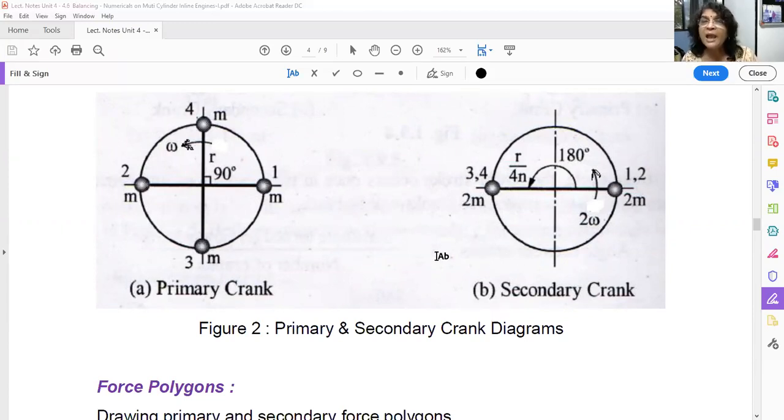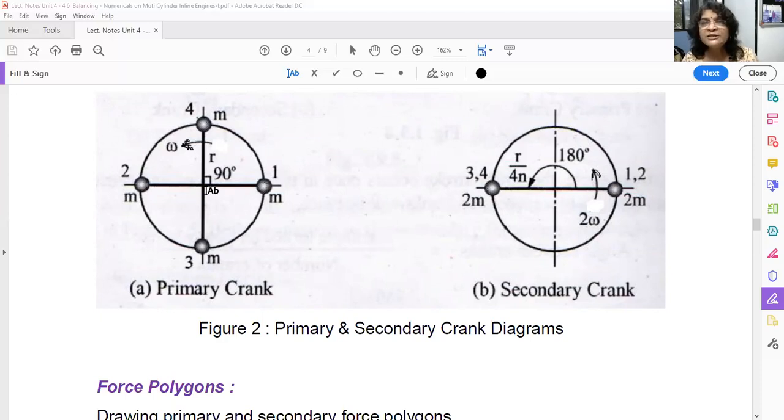Actually there is no need to draw the force polygons, because we have seen in the earlier lecture that by observation you can see that the forces are balanced. 1 is balanced with 2, 4 is balanced with 3. Here 3 plus 4 is balanced with 1 plus 2. But as you have to show it, you have to draw it, to show that this is a closed polygon.